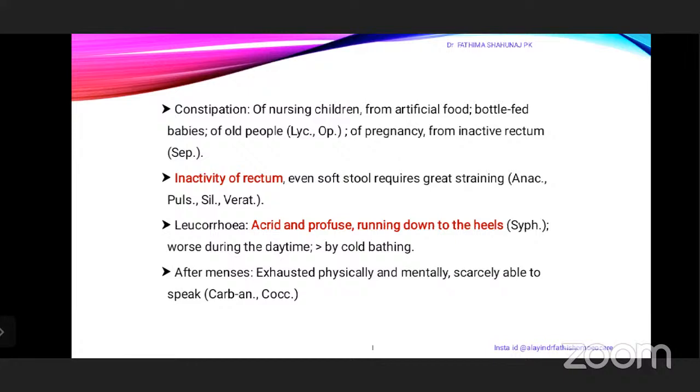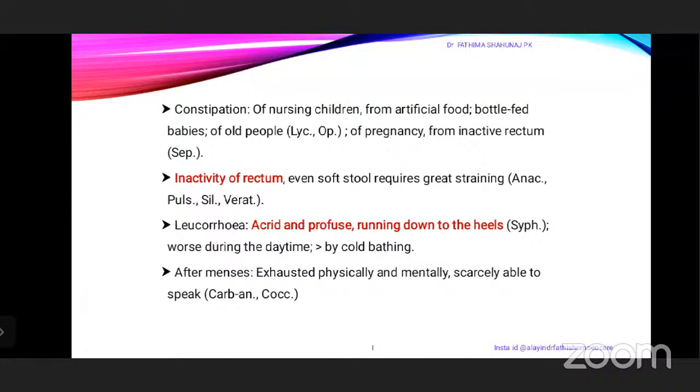And next, about pregnancy, from inactivity of rectum. This inactivity of rectum is compared with Sepia. Mainly Sepia is indicated for all the complaints during pregnancy. So constipation during pregnancy, the stool is hard, knotty, in balls, insufficient. Difficult, pain in rectum during and long after stool. Sense of weight or ball in the anus, not ameliorated by stool. So here also the patient will have constipation mainly during pregnancy, and the nature of the stool is very hard and knotty in balls, and it's insufficient, and the patient will feel it very difficult to pass, and there will be a pain in the rectum, and the pain will last mainly during defecation or after the stool.